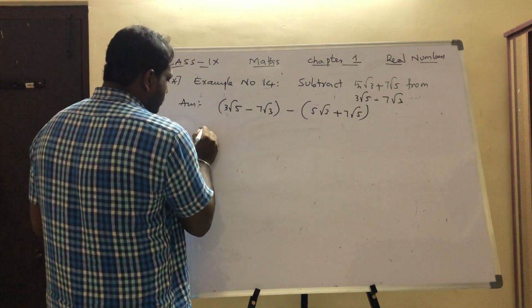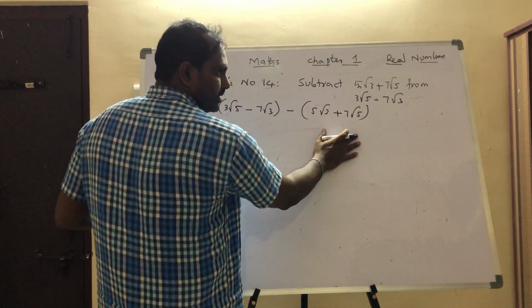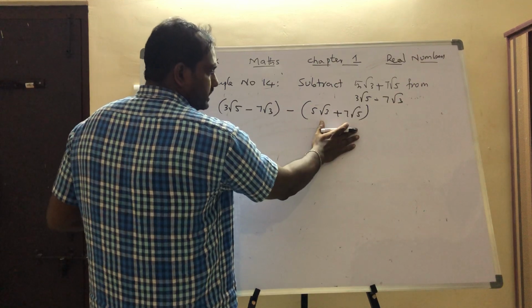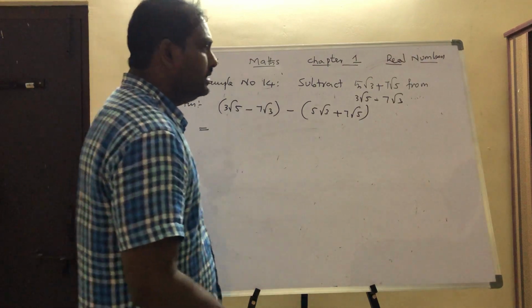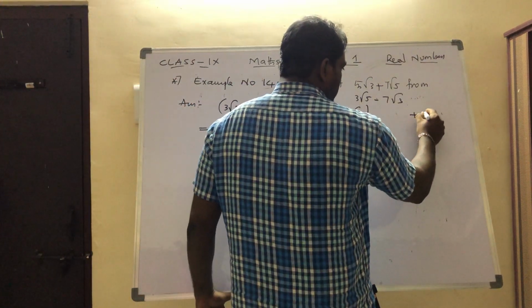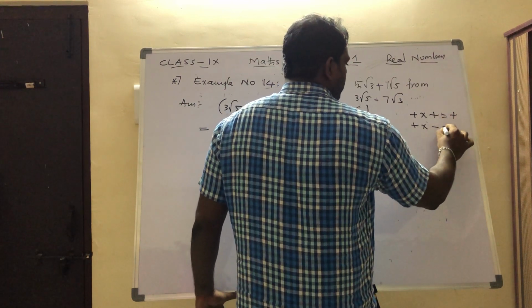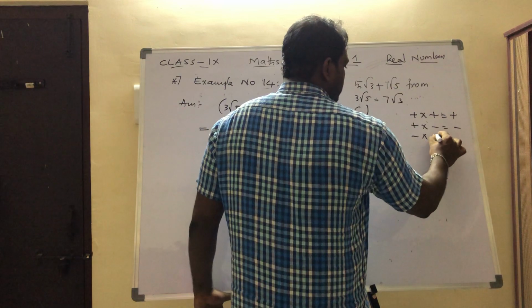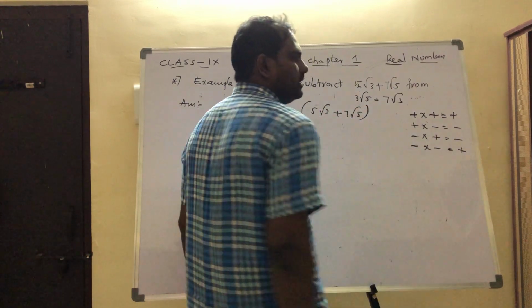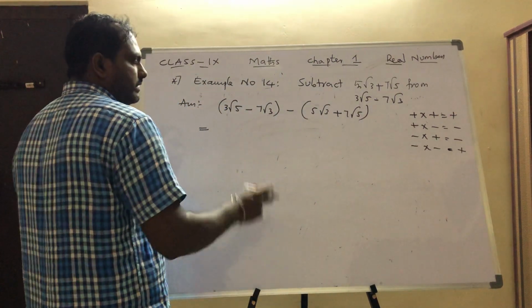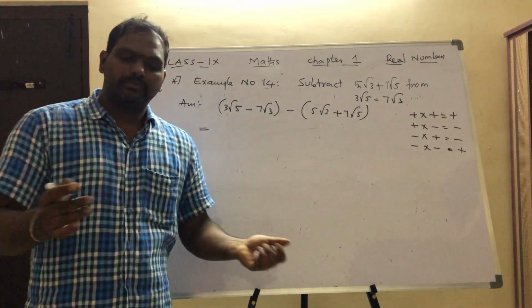The next step: whenever you are removing the brackets, you have to multiply the symbols of the numbers inside with the symbol outside the bracket. We have one formula: plus into plus is plus only. Plus into minus is minus. Minus into plus is also minus. And the last one, minus into minus, is plus. This is the basic formula. And one more point: if no symbol is given, you have to understand it is plus.